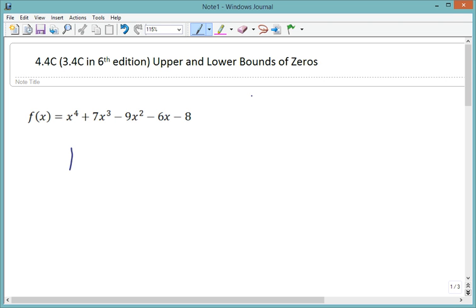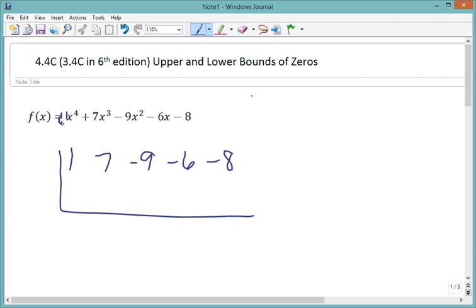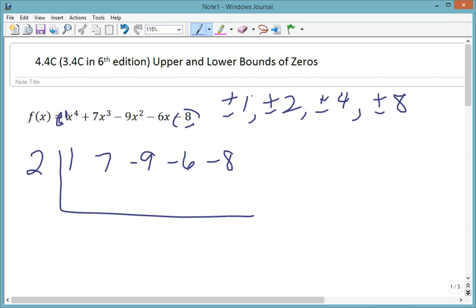So if we did the synthetic division with this, you notice that this is a 1, so we're just looking at the factors of 8 for our possible zeros, right? So we'd have plus or minus 1, plus or minus 2, plus or minus 4, and plus or minus 8. Let's just do 2, and let me show you what happens.